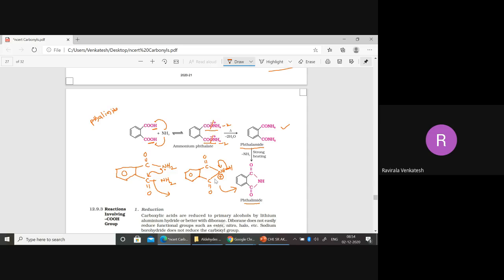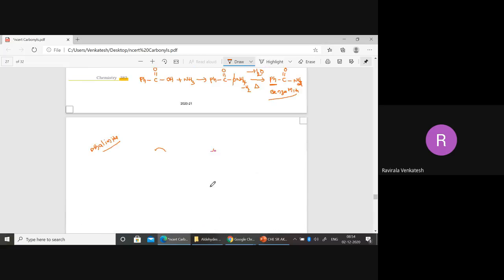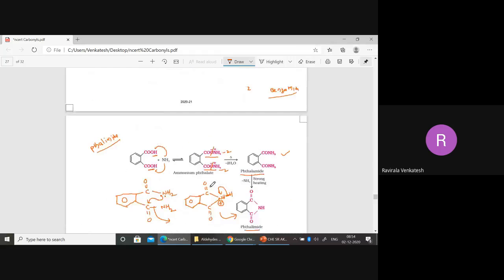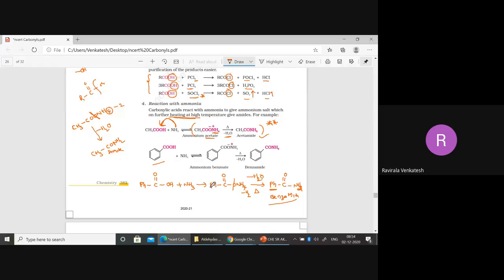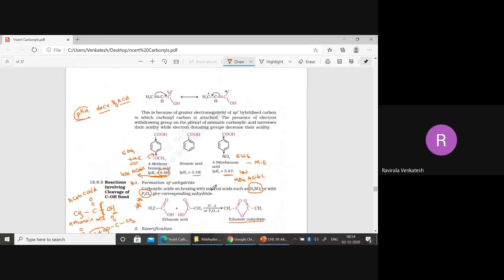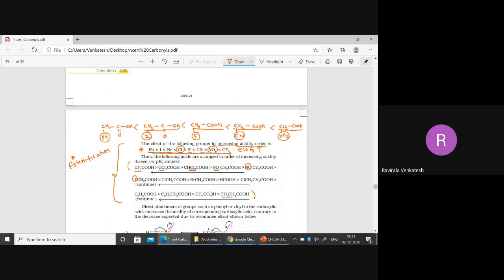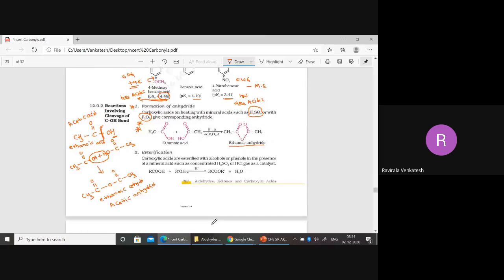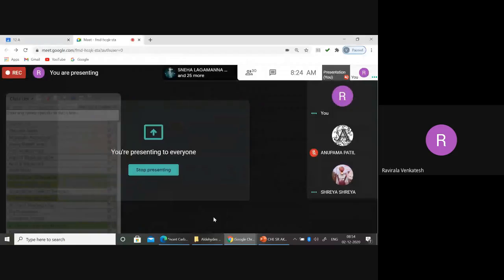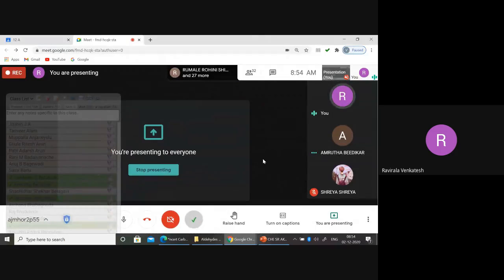Whatever I am discussing, you have to write in your notebook compulsorily. Along with that, I told you some exercises you have to send me. What are they actually? This one, carboxylic acid. This is esterification and this part. Compulsorily you have to show in the assignment, right? With this, today's class is completed. If you have any doubts, you can ask me now.